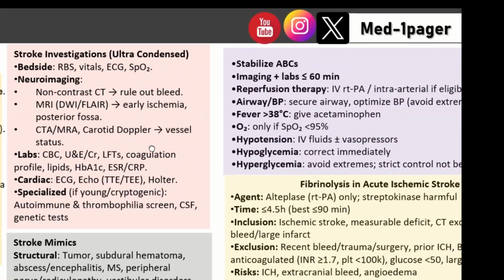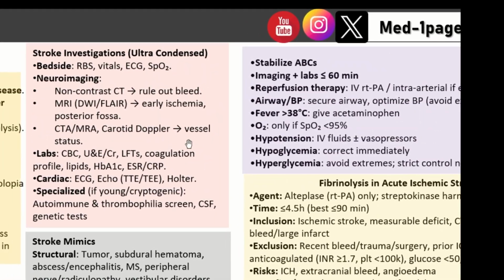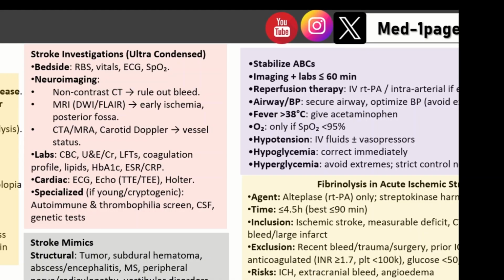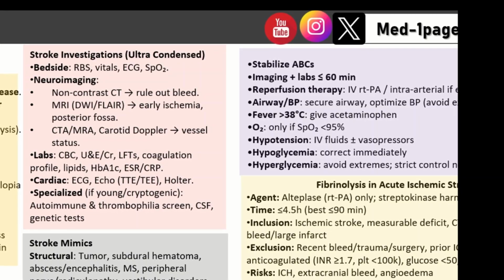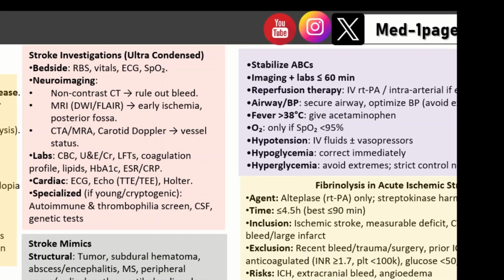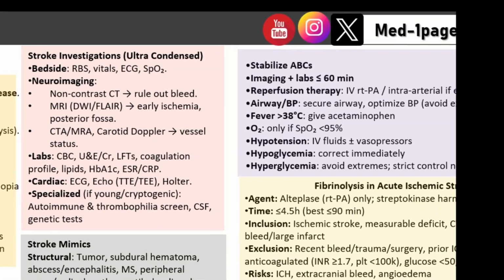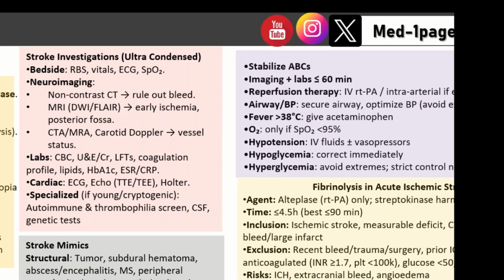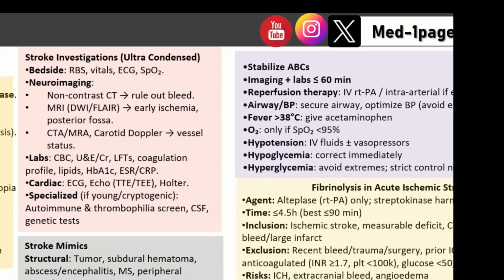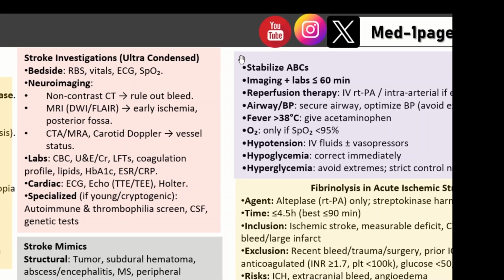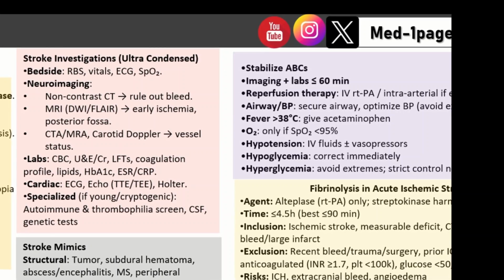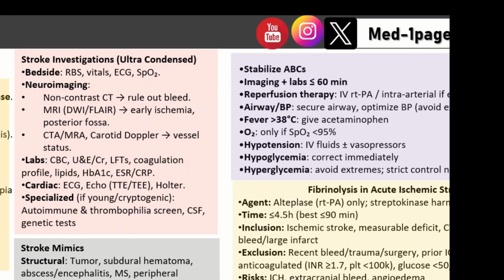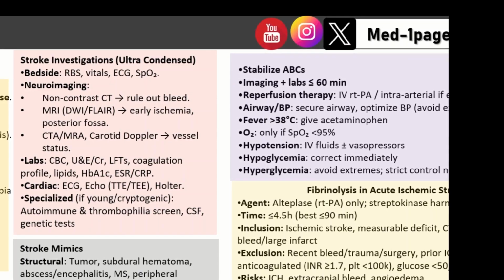So we have some investigations that we can do. Investigations can include doing a bedside test, which can be RBS. What we want to do is basically rule out the stroke mimics, and then do imaging to see whether it's a hemorrhagic or ischemic stroke, because the management of those two is going to be very different. Then we want to also rule out some risk factors. So we're going to do bedside: the RBS, vitals, ECG, and SpO2. We want to do neuroimaging, a non-contrast CT to rule out bleeding. We can do MRI to rule in early ischemia, because most times a CT may not be able to tell ischemic changes very early on.